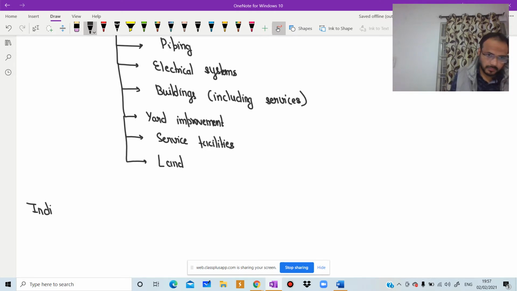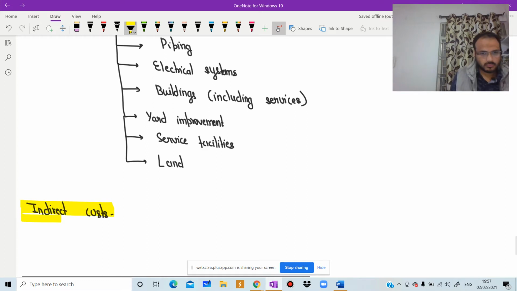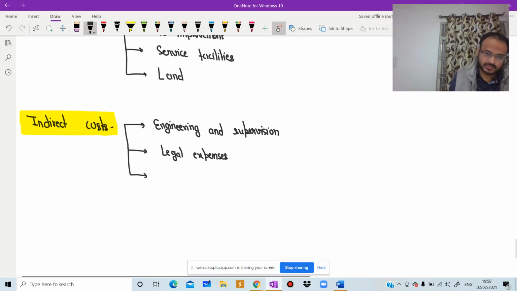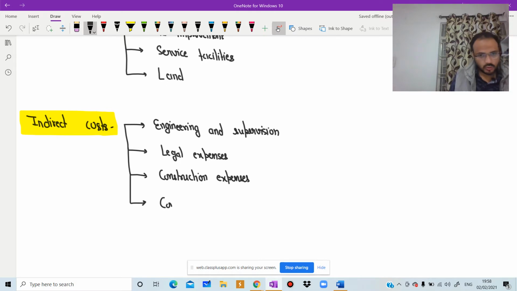Second one is indirect cost: engineering and supervision, legal expenses, construction expenses, contractor's fee, and contingency.